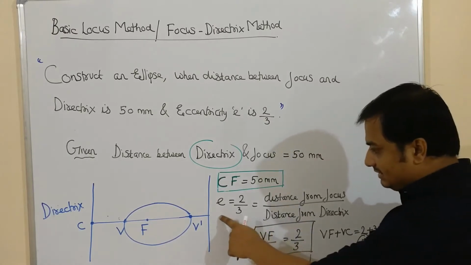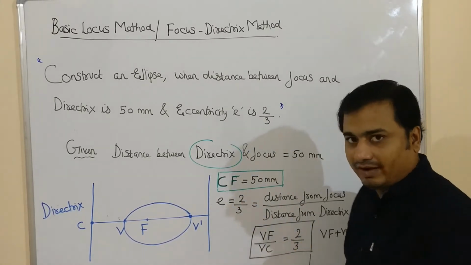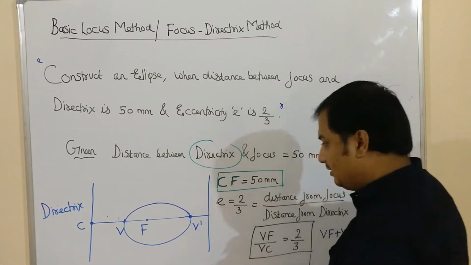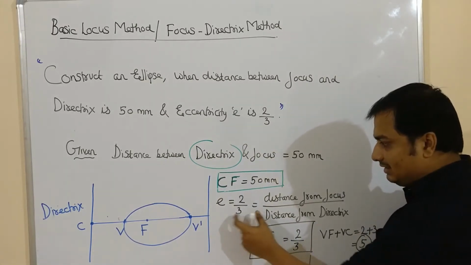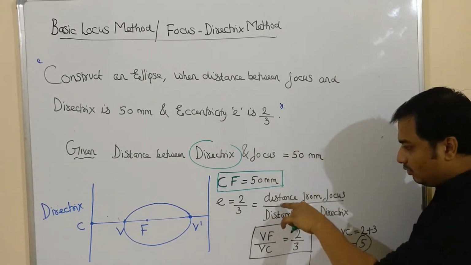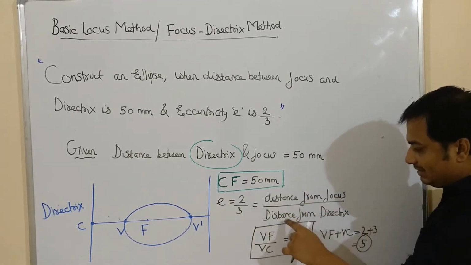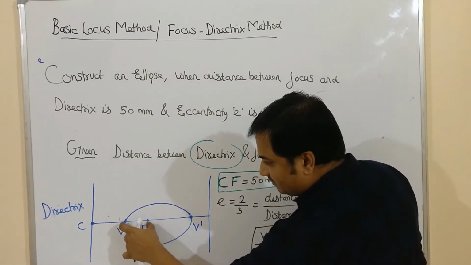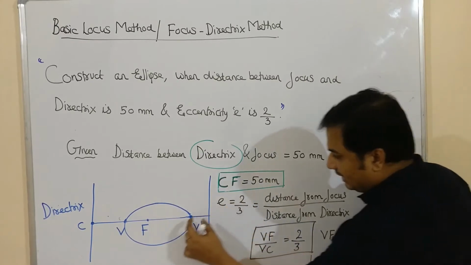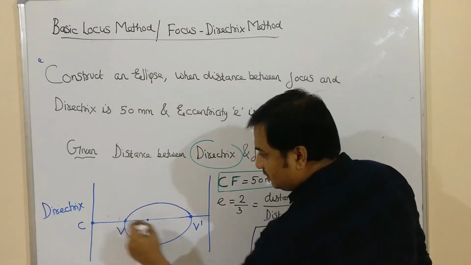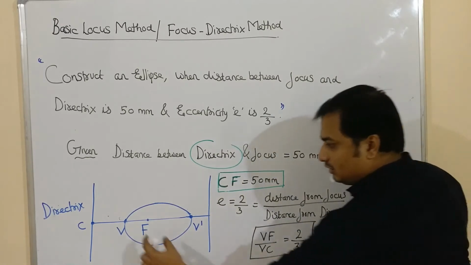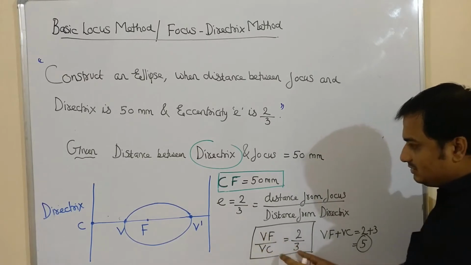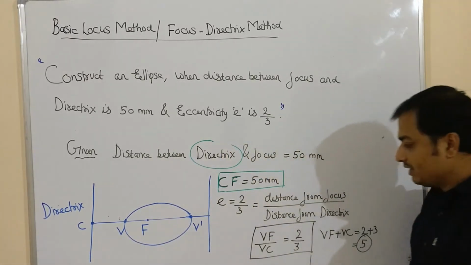Next, it is given eccentricity is 2 by 3. So eccentricity is going to provide us the vertex. Vertex means this capital V. This V has been obtained by the value of eccentricity. Eccentricity is defined as the distance of a point from the focus divided by its distance from the directrix. So the distance from the focus is 2 units, and the distance from the directrix is 3 units. So this vertex is at distance 2 from the focus and 3 from the directrix. So VF upon VC is equal to 2 by 3.